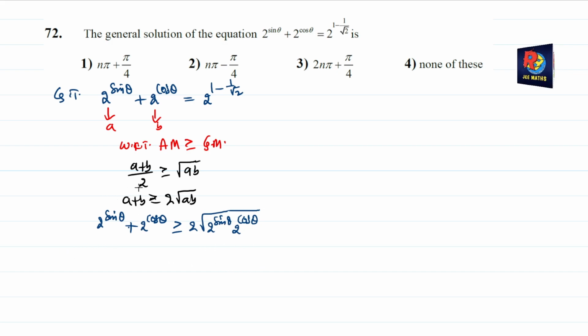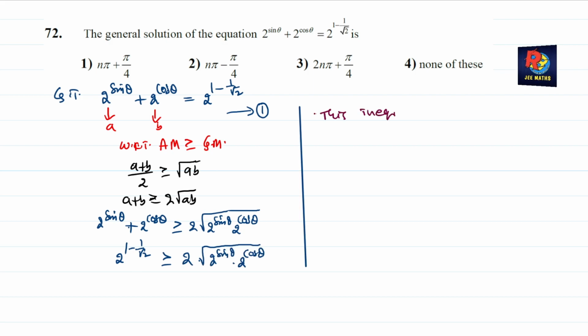Now, the already given information is equation 1. From equation 1, 2 power sin theta plus 2 power cos theta is 2 power 1 minus 1 by root 2, which is greater than or equal to 2 into this value. This inequality holds only if 2 power sin theta is equal to 2 power cos theta.